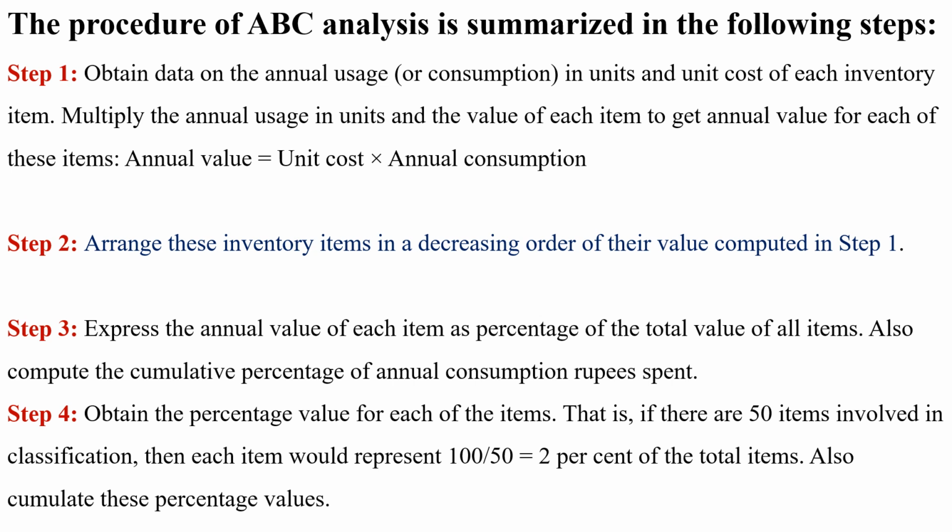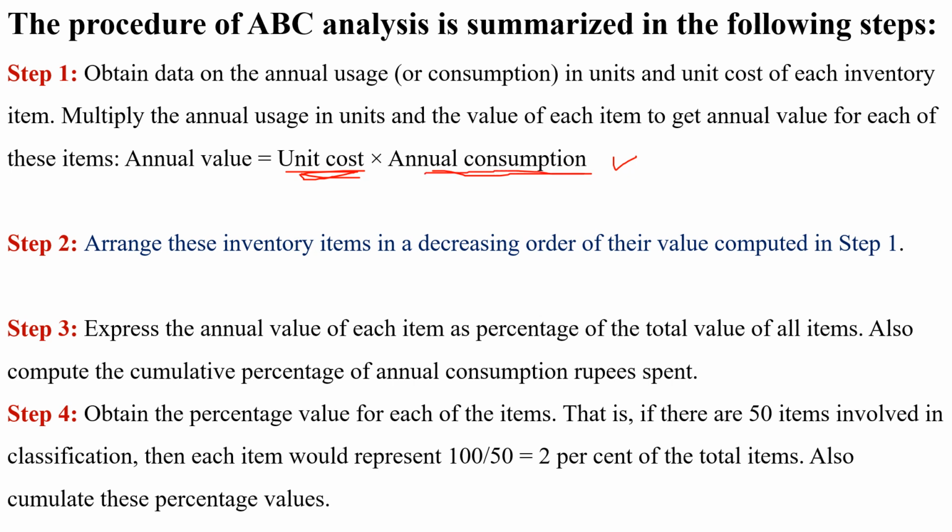In the procedure, the first step is to obtain data on the annual consumption in units and the unit cost of each inventory item. Then multiply the annual consumption and the unit cost of each item to get the annual value of each item. So in the first step we have to determine the annual value of all the items: the unit cost of each item times its annual consumption.